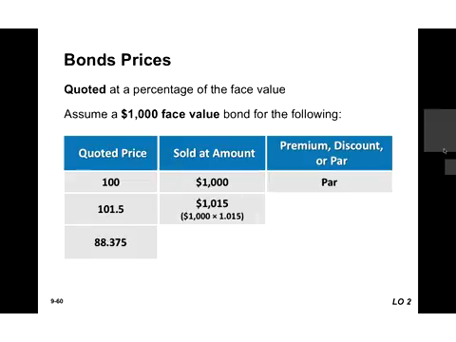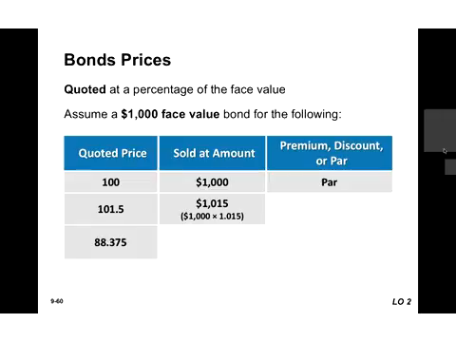Next up, let's say we have a bond price that's 101.5. So what that's saying is the bond is selling at 101.5% of $1,000. So we would take the 101.5%. That translates, just move the decimal over 2 places. So that's $1,000 times 1.015 is going to give us 1,015.